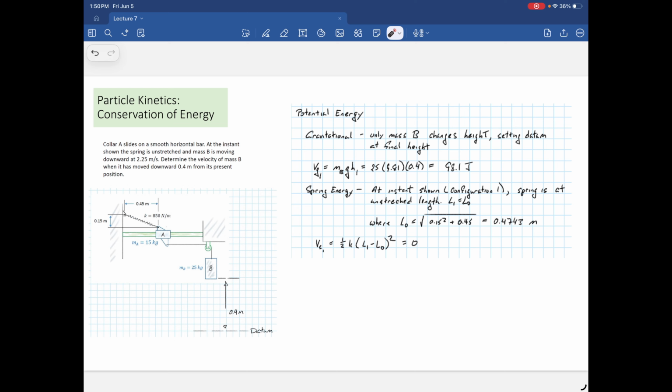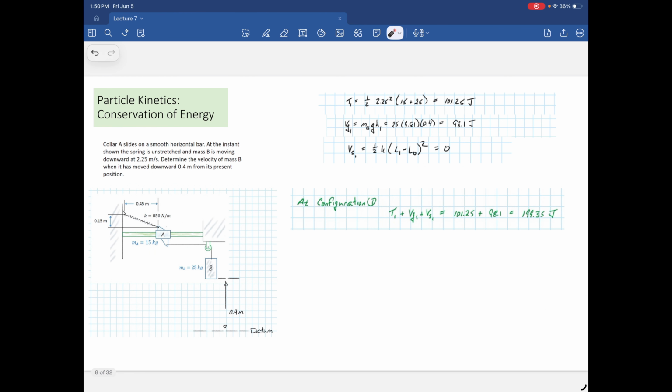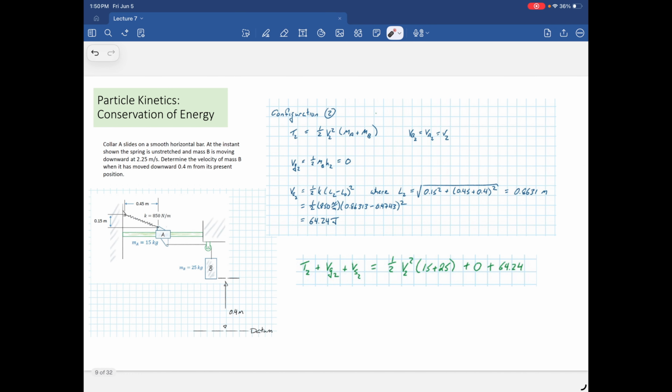So for a total amount of energy in the system at configuration 1, we have kinetic energy, we have gravitational potential energy, and our spring potential energy is 0. So we have a total amount of energy in the system of 199.35 joules. All right, so now we're going to look at configuration 2.